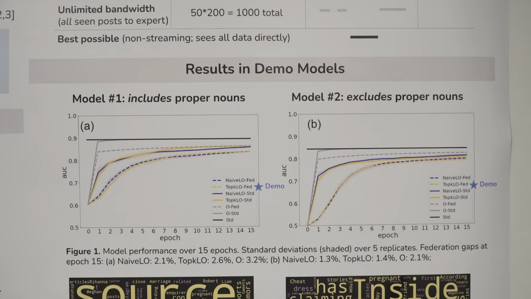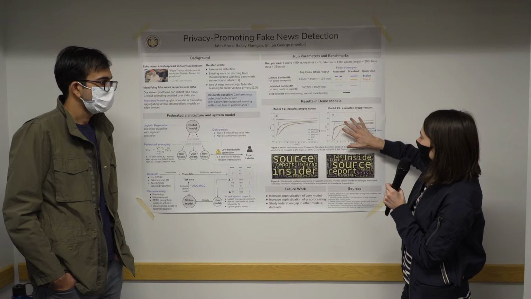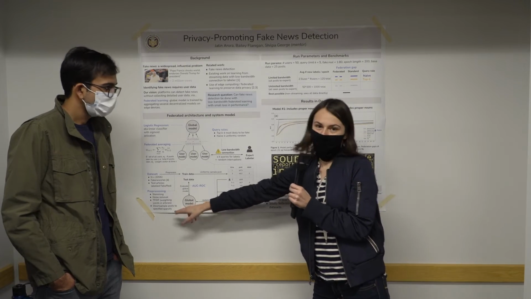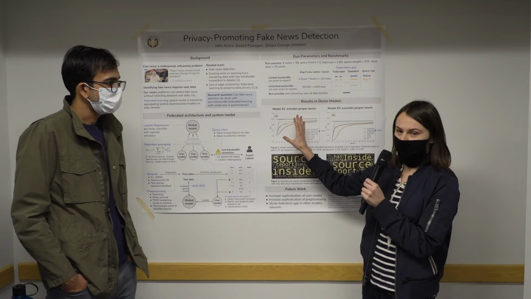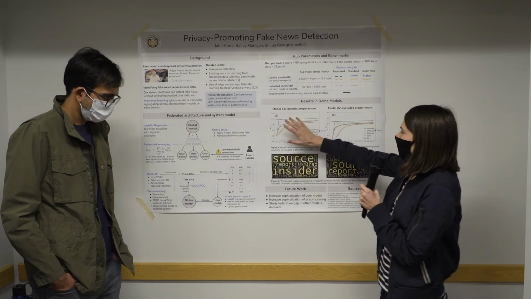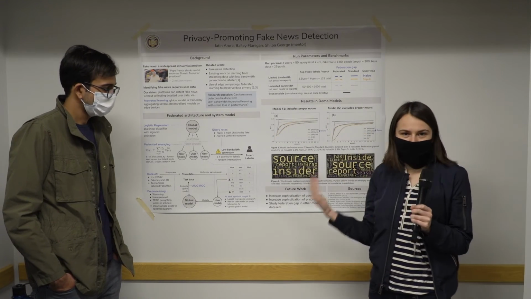And you see that in both models. They only differ really in the sense that this one doesn't allow access to proper nouns when we do the pre-processing, whereas here it does allow access to proper nouns. So, we have these predictions, but we kind of want to know where they come from.